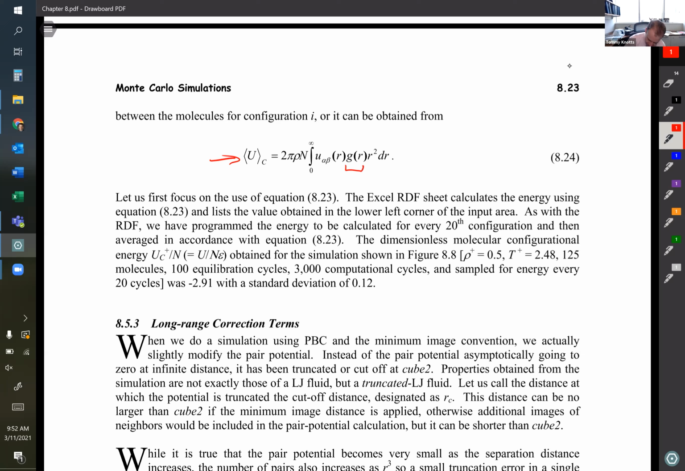You have a g of r. Remember, the g of r looks something like this as a function of r. R squared, that's self-explanatory.